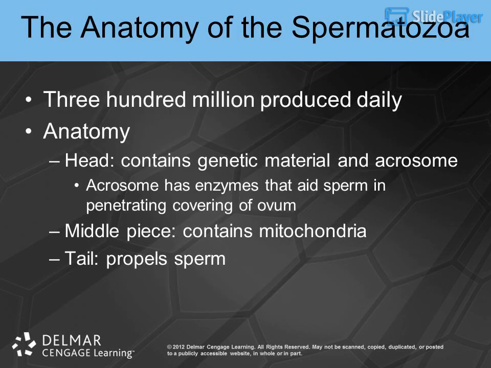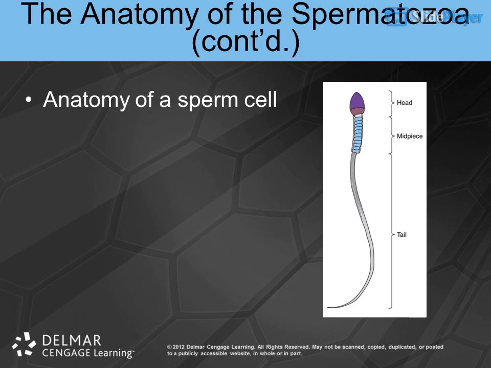The anatomy of the spermatozoa. 300 million are produced daily. The head contains genetic material and the acrosome. The acrosome has enzymes that aid the sperm in penetrating the covering of the ovum. The middle piece contains mitochondria. The tail propels the sperm. Anatomy of a sperm cell.